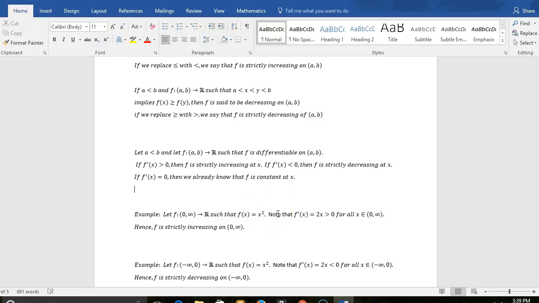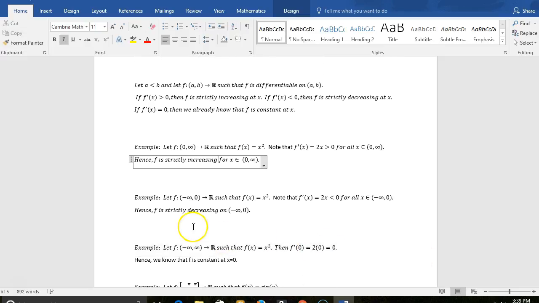Note that f prime of x equals 2x, which is greater than 0 if x is in the positives. Of course, 2x is positive if x is positive. Hence, f is strictly increasing for x, and I really should say for x in the positive numbers. That's the positives, naturally being the open interval 0 to infinity. That's what we mean when we say the positives. Okay.